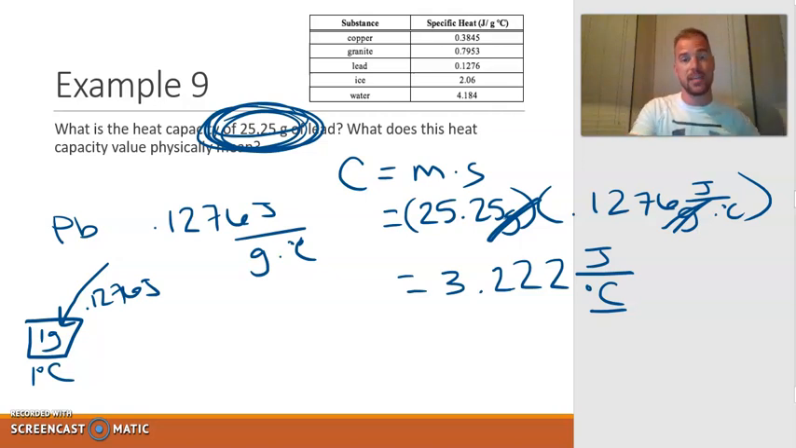So that's what heat capacity is. We got one more video for calorimetry, and it's going to be in the next one.